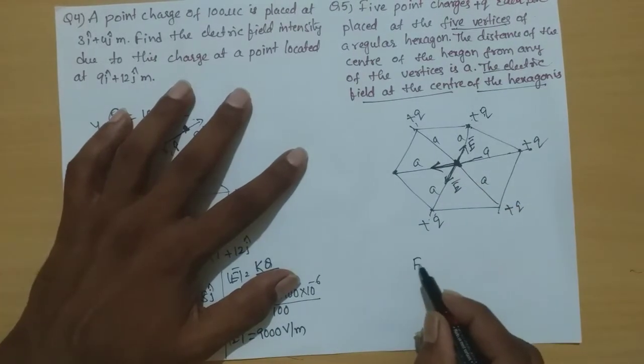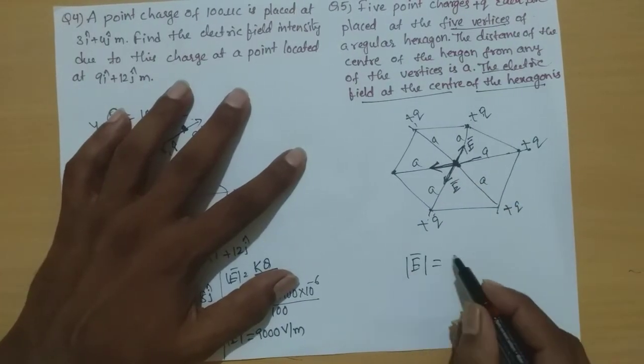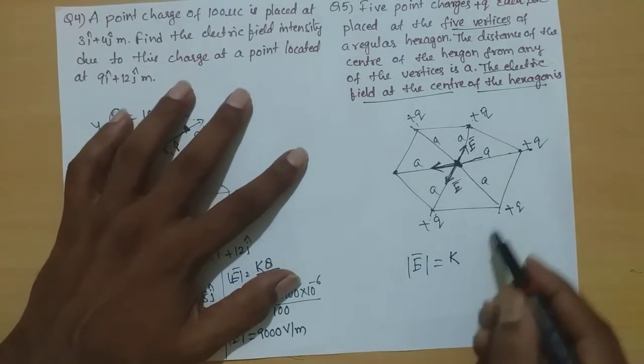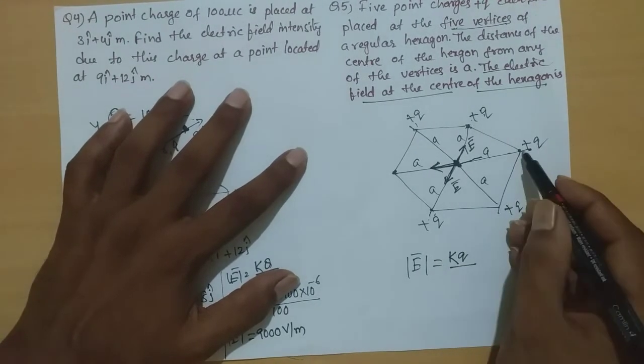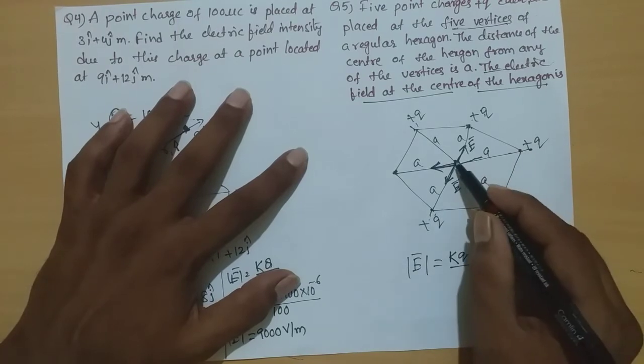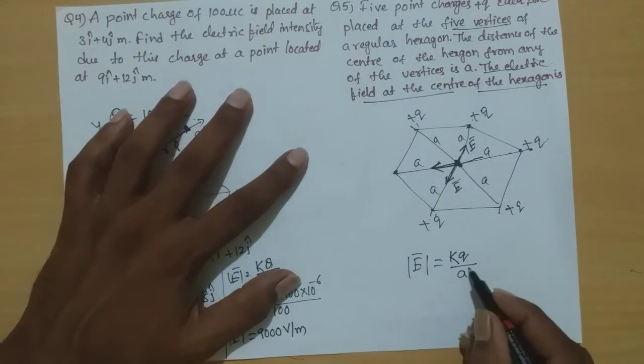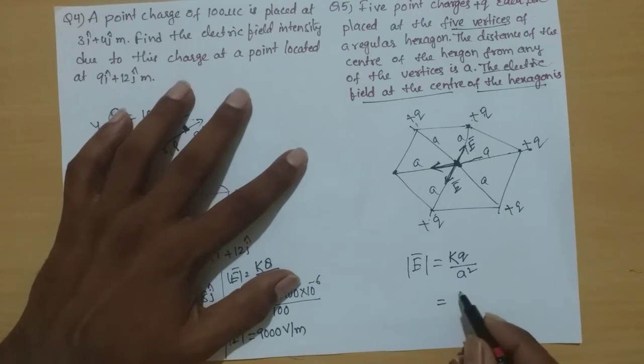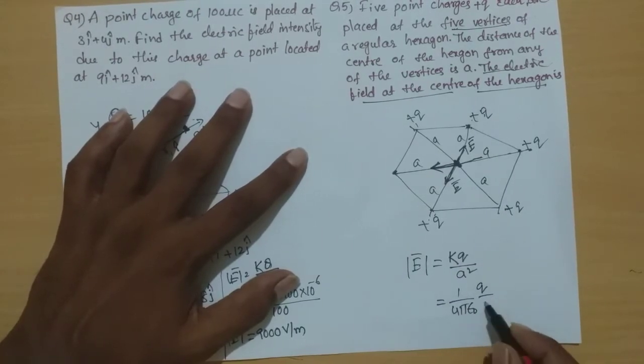What is the electric field? The magnitude of the electric field means k times the source charge q, divided by the distance from the source charge to the center, which is a. So a square, so kq by a square. Here k is nothing but 1 by 4 pi epsilon naught, so E equals q by 4 pi epsilon naught a square. This is the easy problem.